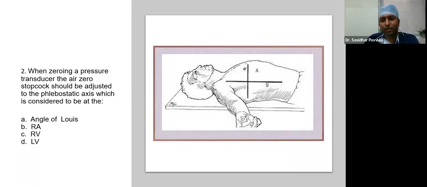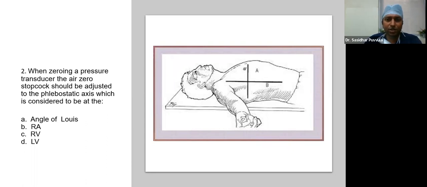Yes, the answers are pouring in. A couple of answers. One is wrong, I'm sorry to say. It is not angle of Lewis, but it is right atrium. Your phlebostatic axis actually represents the right atrium. The fourth intercostal space with axillary line is your landmark. Remember that. And the stopcock of your transducer should always be on par with that of the phlebostatic axis.